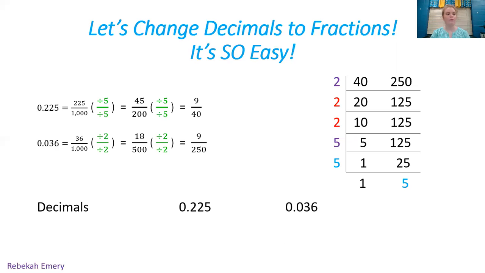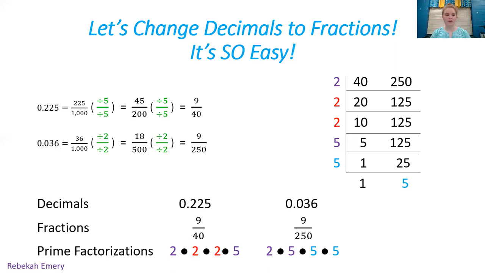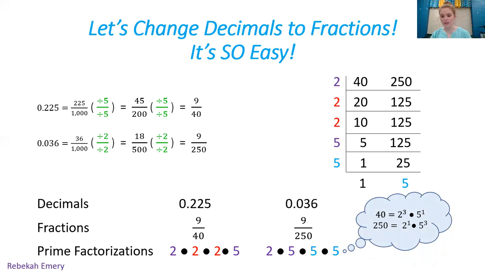After factoring out both numbers, we have 40 equals 2 times 2 times 2 times 5. And for 250, we have 2 times 5 times 5 times 5. Now, in order to present this information correctly, we have 40 equals 2 to the third power times 5 to the first power, and 250 equals 2 to the first power times 5 to the third power.